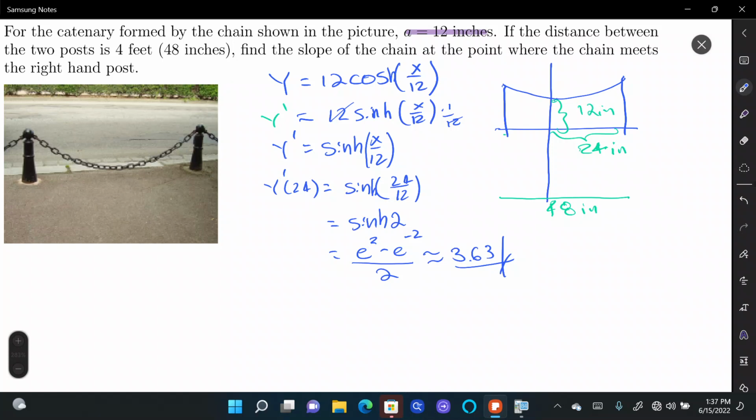That's how steep it is at the point where the chain meets the post. Do we need to put inches or something? No, not in this case, because in this case it's a slope, so it's not a distance.